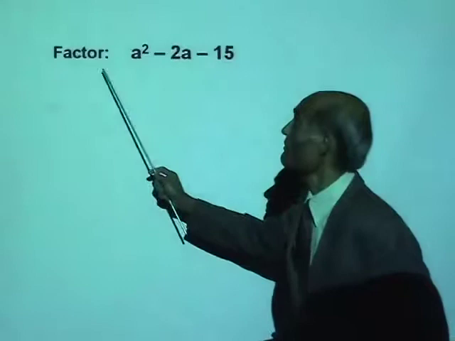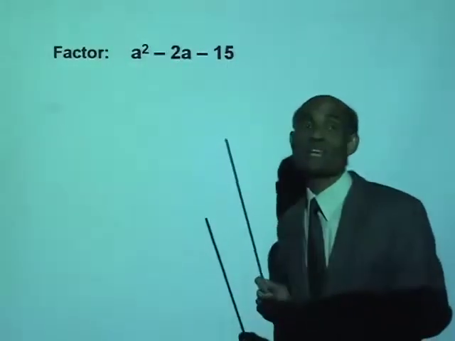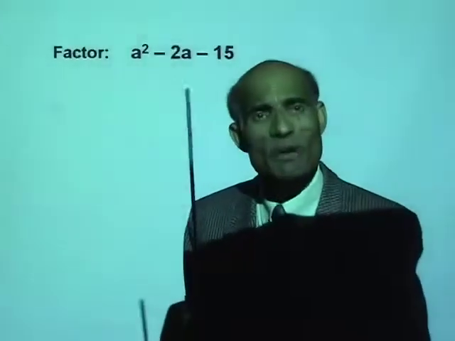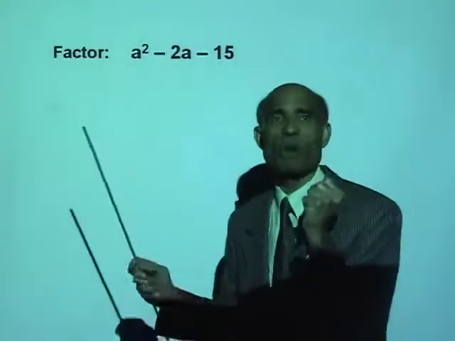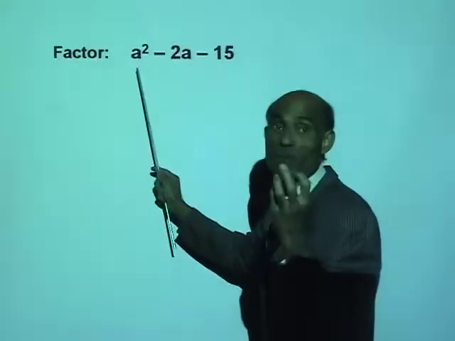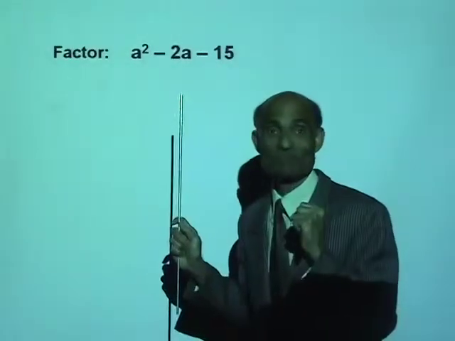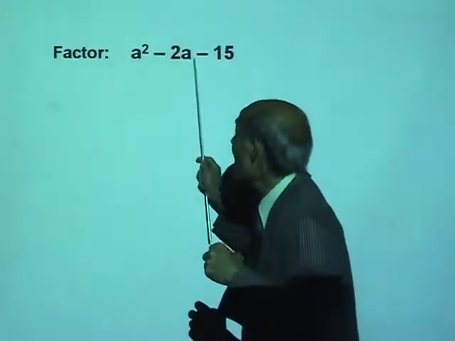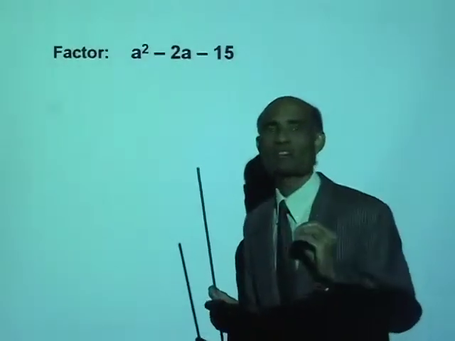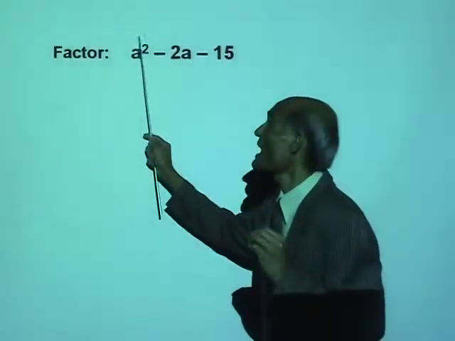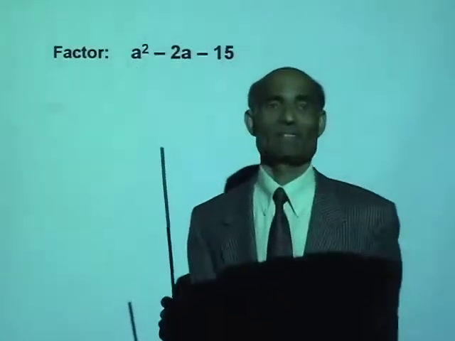Let's start with this. Factor a squared minus 2a minus 15. Alright, look at this and try and see if you can remember everything we talked about so far. A squared is the first term. Negative 15 is the last term. And negative 2a is the middle term. Okay, what is the first step in factoring? The first step is factor the first term. How do we factor a squared?